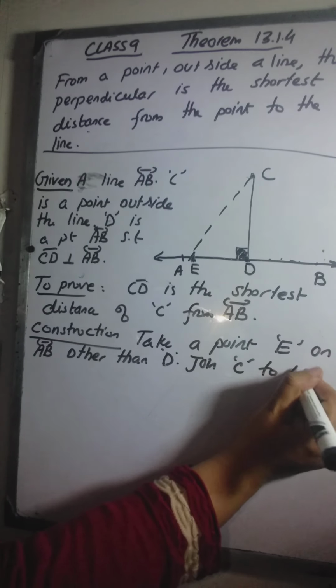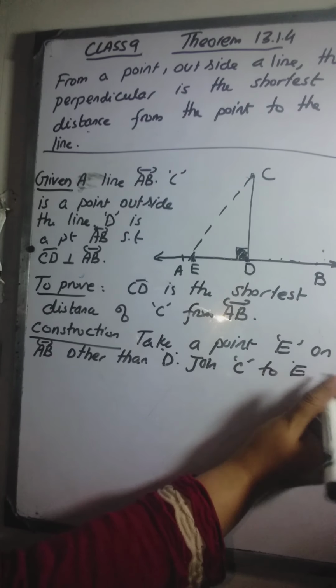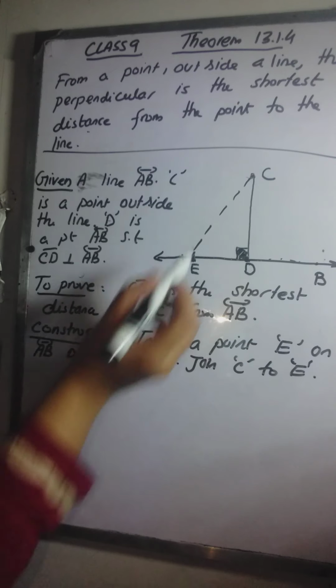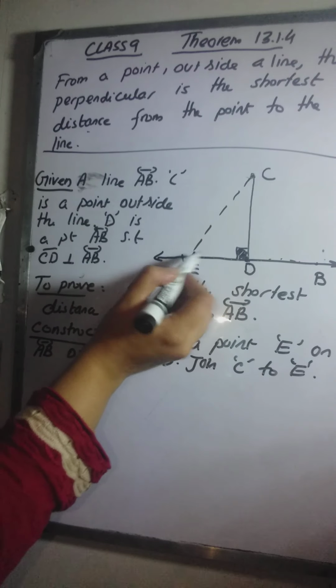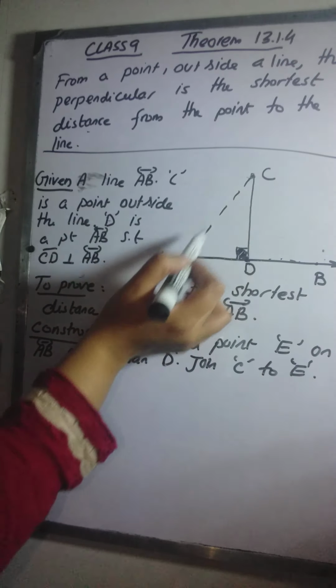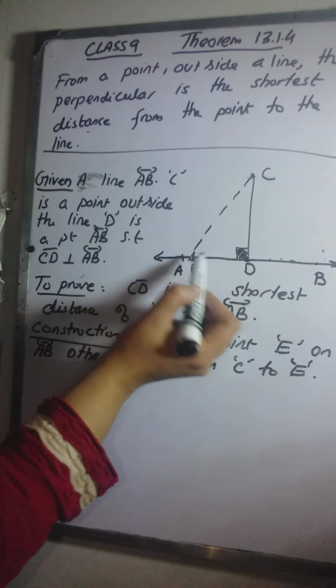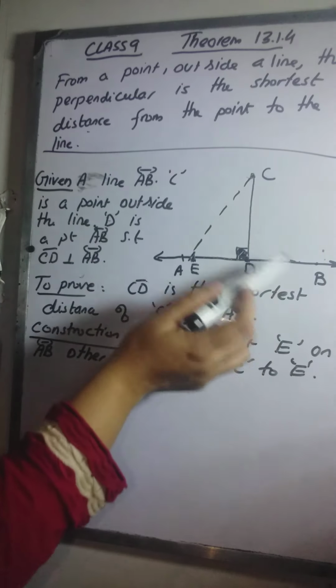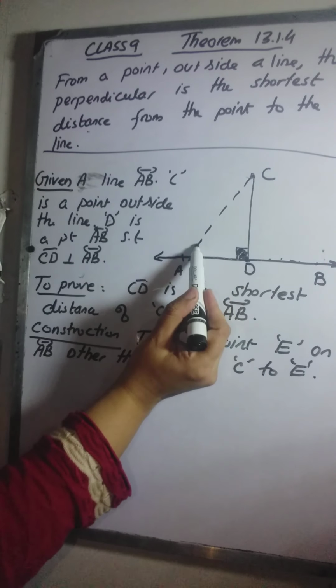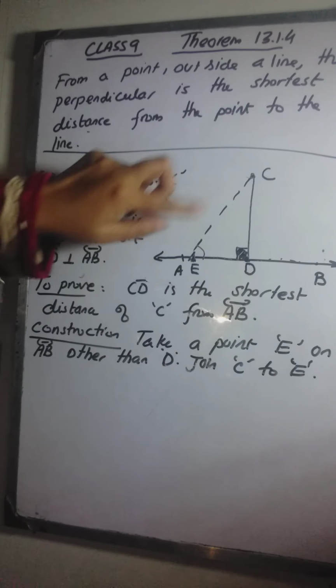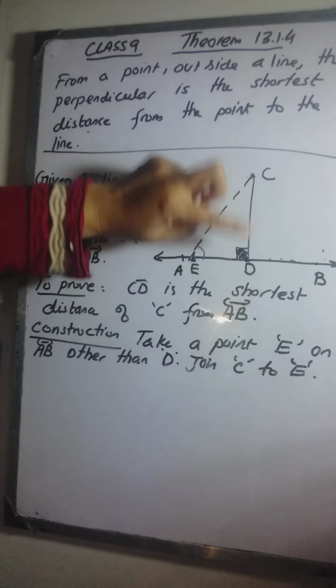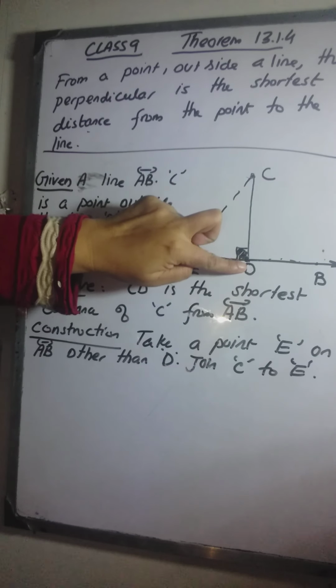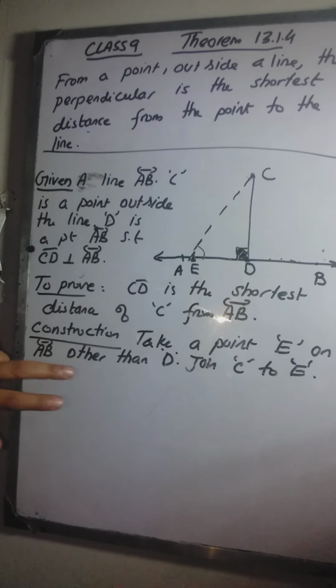C to E. So CE will be a distance which is not the perpendicular one. It won't be the perpendicular distance whether we take E here or to the other side of CD, but it will never be perpendicular because this angle will not be equal to 90, unless this point E becomes the point D, but we have taken E as a point which is not D but some point other than D.